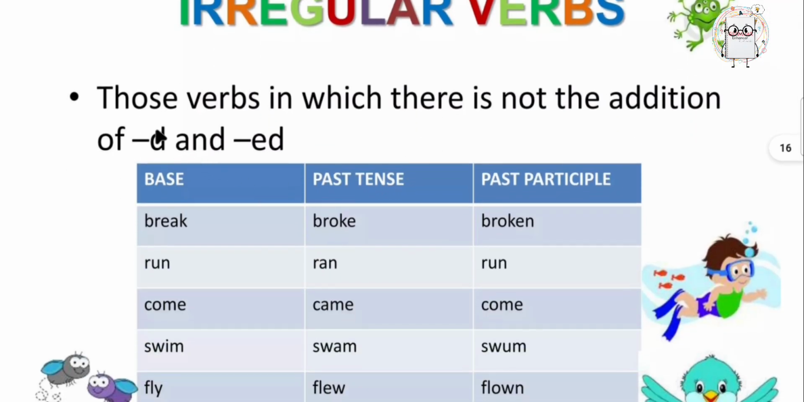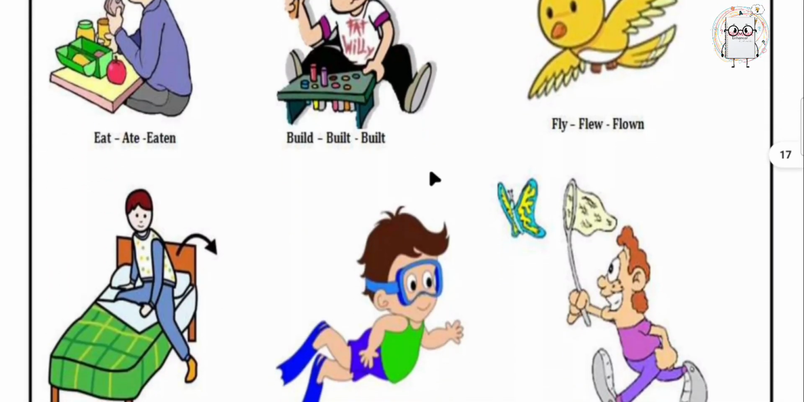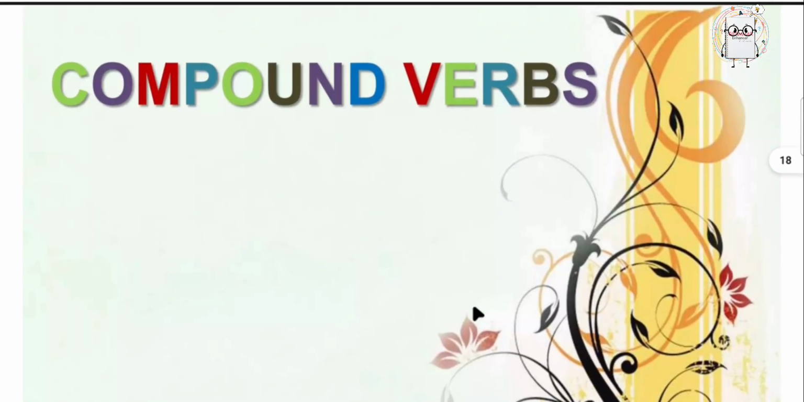Irregular verbs. Those verbs in which there is not the addition of d or ed. Break, broke, broken. Run, ran, run. Come, came, come. Swim, swam, swum. Fly, flew, flown. Buy, bought, bought. Eat, ate, eaten. Build, built, built. Wake, woke, woken. Catch, caught, caught.